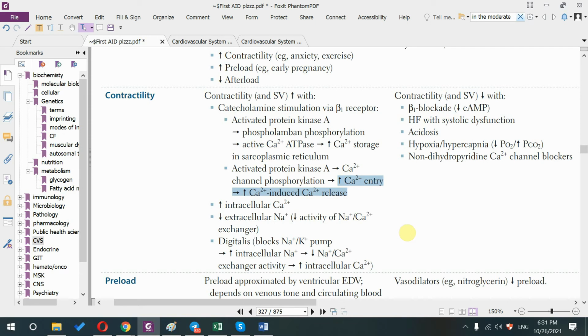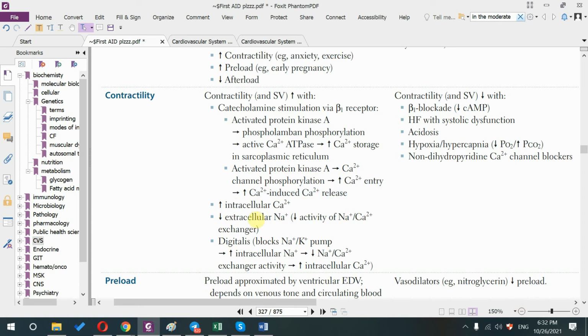Again, protein kinase A is activated by the help of cyclic AMP, which is made by the help of adenylate cyclase, which converts ATP to cyclic AMP. And the adenylate cyclase itself is activated by the Gs, which is a secondary messenger of the beta-1 receptor, which is activated by the catecholamines.